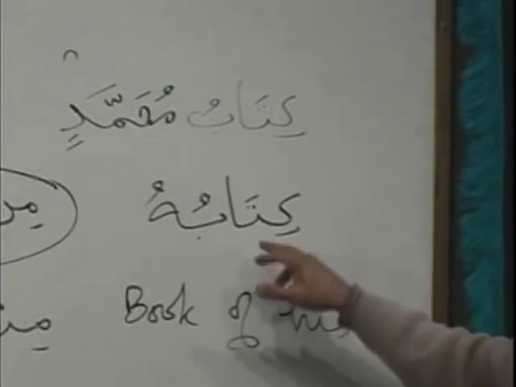How do I do now, brothers and sisters? Look at the page. Kitabuhu, kitabuhuma, kitabuhum, kitabuha, kitabuhuma, kitabuhunna. Next one, kitabuka. What is the meaning of kitabuka? Your book, book of yours. Then kitabukuma, kitabukum. Now we come to feminine, kitabuki. What is kitabuki? Your book. You are telling the sister. Kitabuki, kitabukuma, kitabukunna.